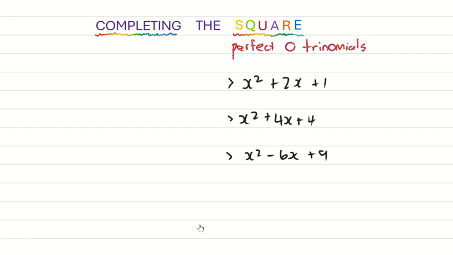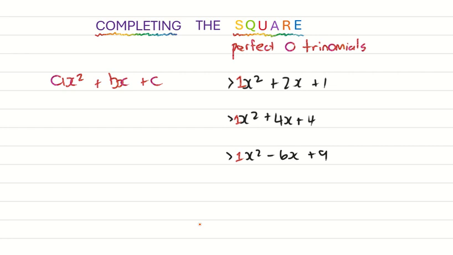Now we're going to spend a minute looking at these perfect square trinomials because they have a certain structure that makes them perfect square trinomials. Okay, so for all of these, you'll notice the coefficient of x squared is 1. So that is one quality. Let me just remind you, quadratic trinomials take the form ax squared plus bx plus c. So the a value is 1, right?